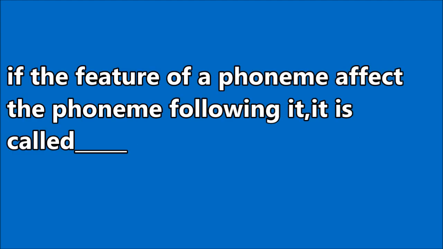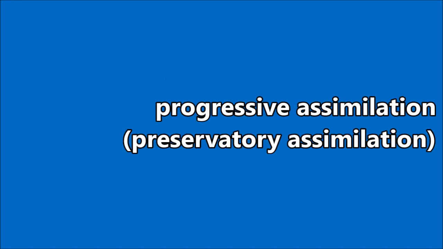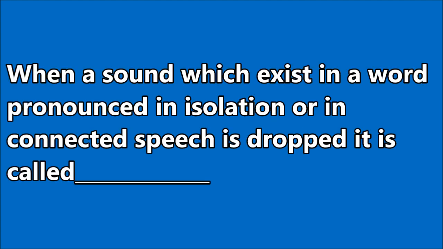Next question. If the feature of a phoneme affects the phoneme following it, it is called dash. It is called progressive assimilation or perseverative assimilation.